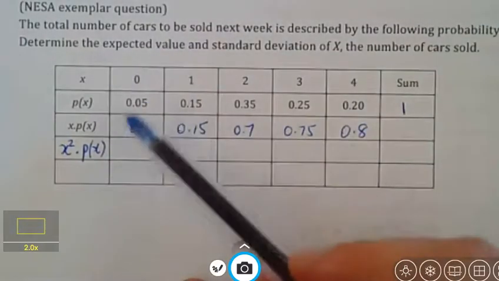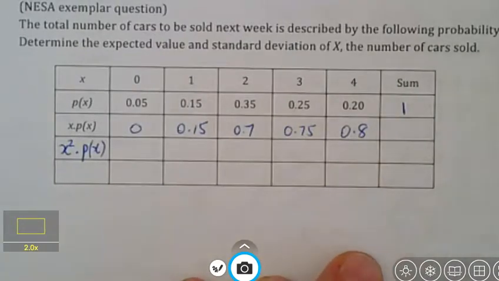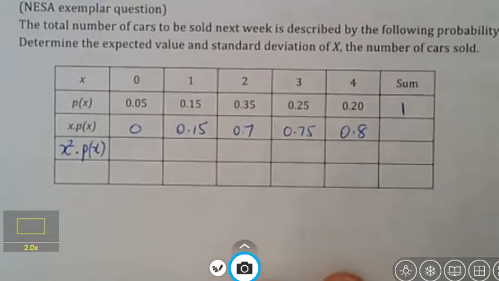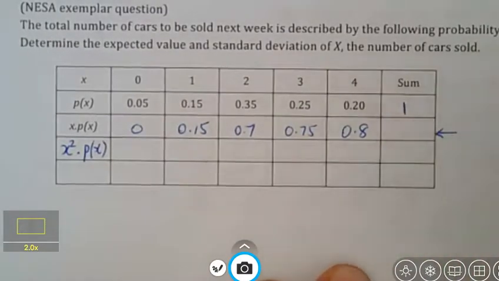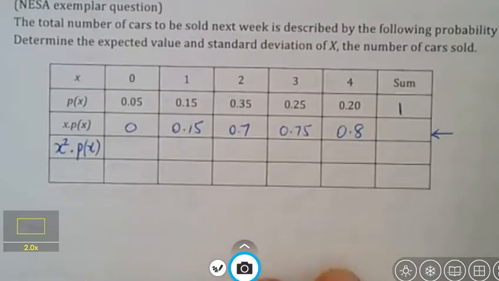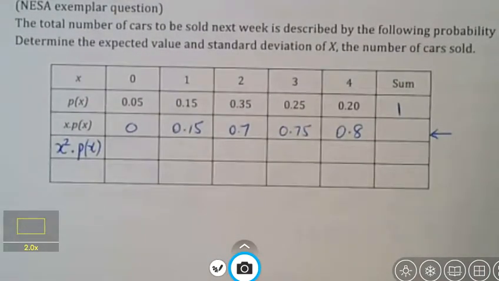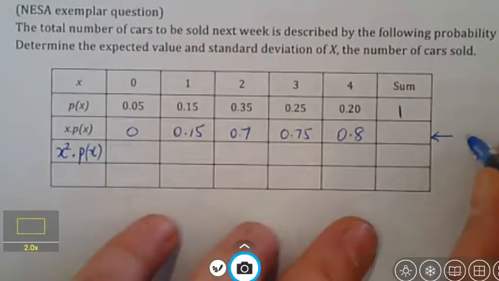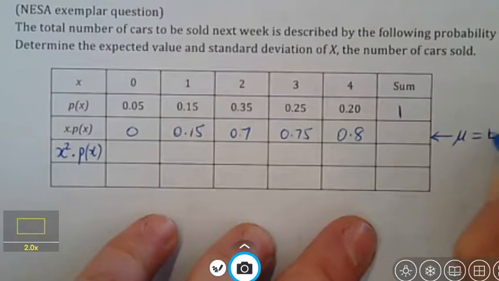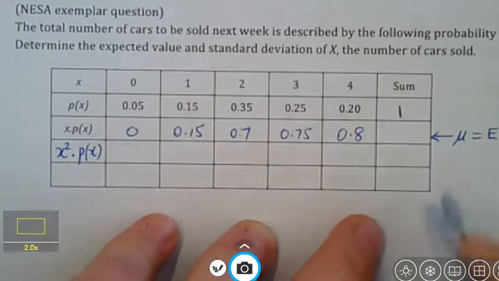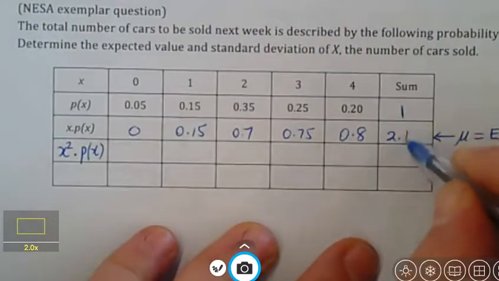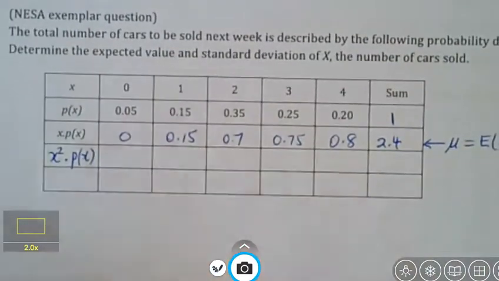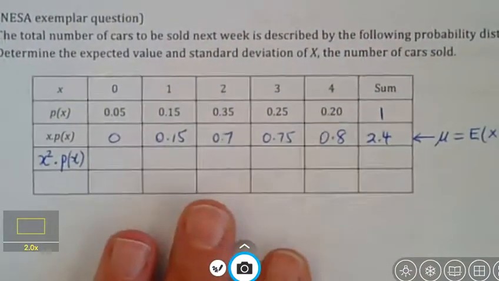So just checking that all the probabilities add up to 1, otherwise it is not a probability distribution if it doesn't add up to 1. Then x times px, adding them all up, and what does that give you? What's the sum of all the x times px's called? The expected value, or mu. So what do we get for that? So that's mu, or the expected value. Anyone? 2.4. So let's do x squared px for this one.